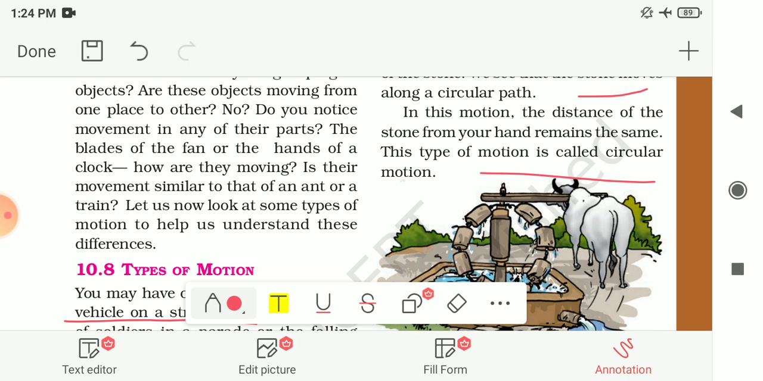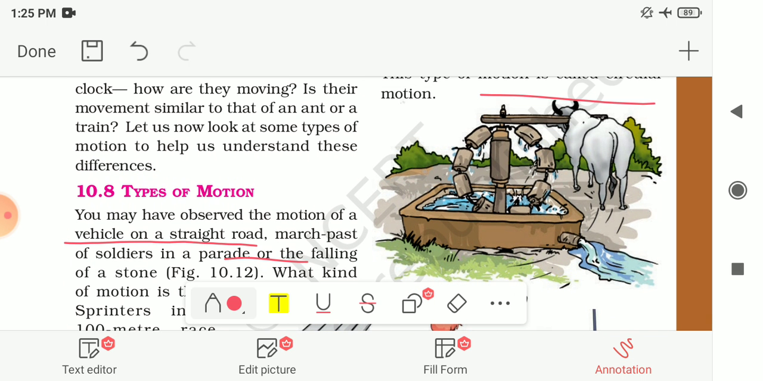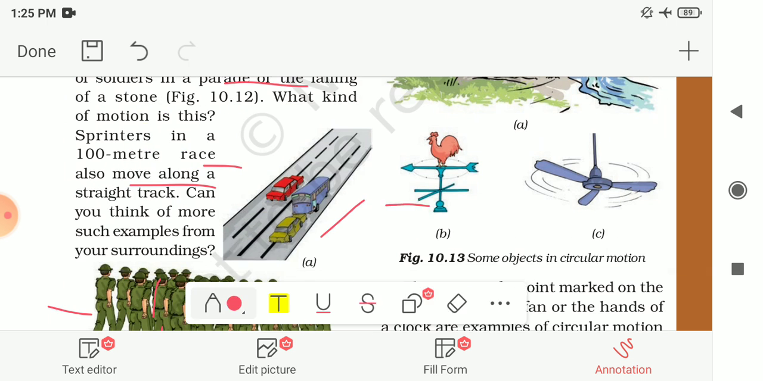This type of motion is known as circular motion, in which the objects are moving in a circular path. Here some other examples are also shown to you. In this figure you can see that this bullock, while irrigating the field, is rotating in a circular path along this road. So this is also an example of circular motion. Then in figure B, you can see that there is a wind vane, in which this arrow is moving in a circular path.